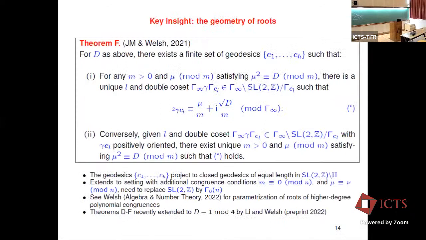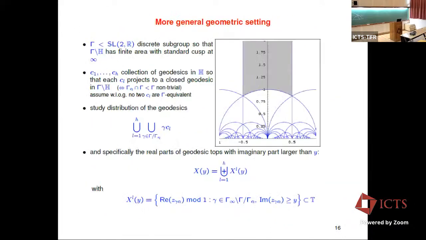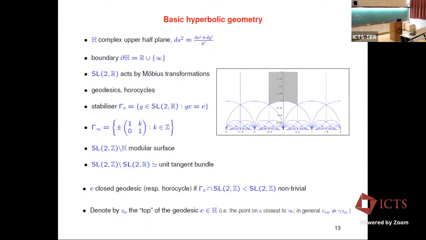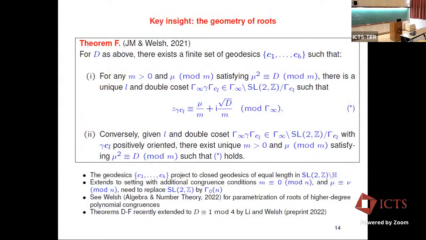Right, so we were here, and what I've just showed you was the version of this theorem when D is equal to 2. In this case, we just have one geodesic. This would be C1. And the projection of it into the modular surface would be this triangle.